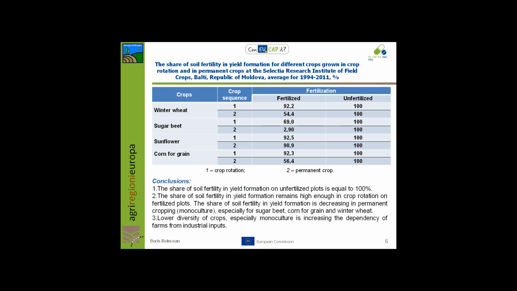Low diversity of crops, especially monoculture, is increasing the dependency of farms on industrial inputs. So, both negligence of a proper alternation of crops in crop rotation and permanent cropping are leading to higher production expenses for cultivation of crops using industrial inputs, with well-known consequences for the environment and the health of people.